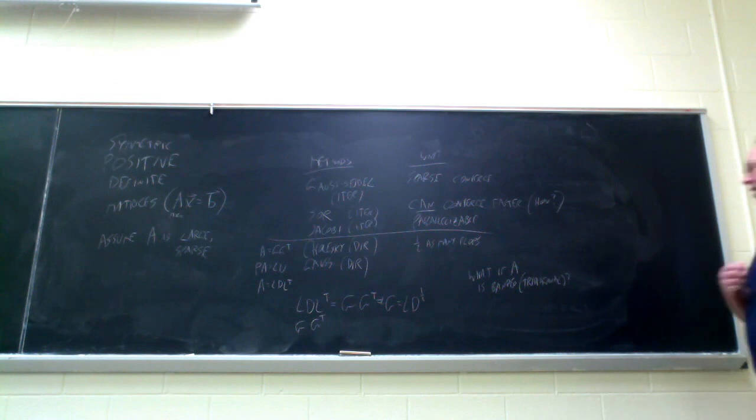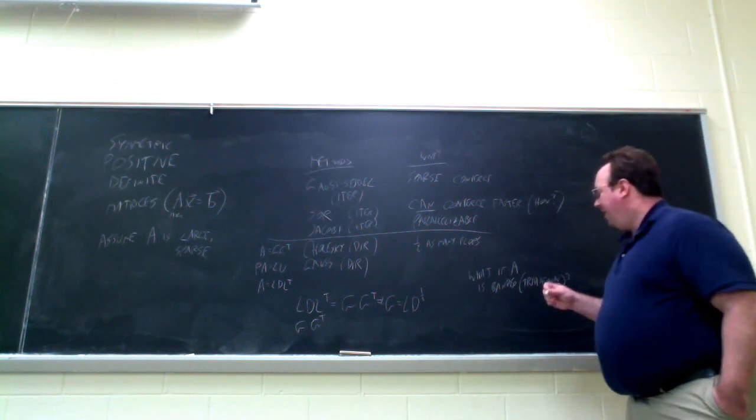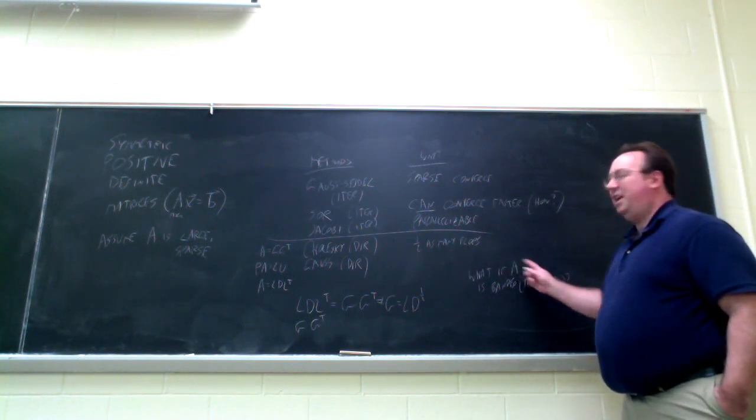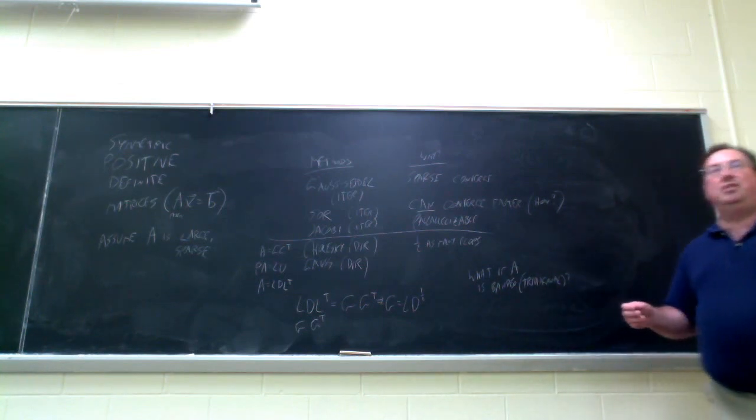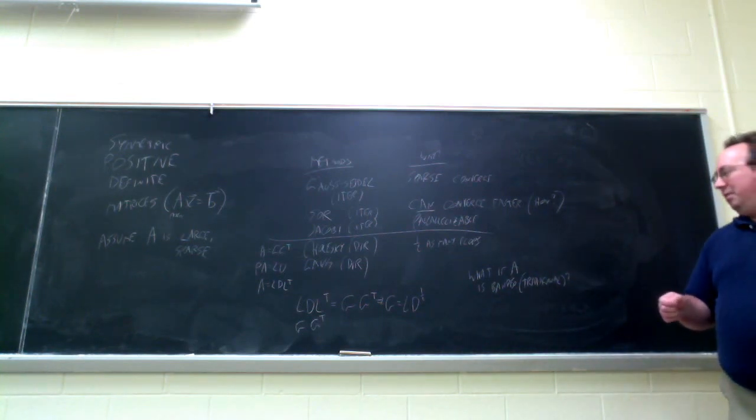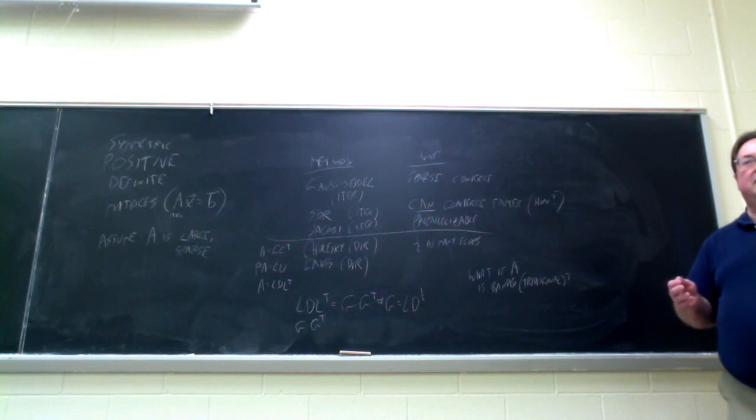Okay, let's assume that A is tridiagonal. That's a kind of banded matrix. It means there's an upper and a lower bandwidth. So what's the lower and upper bandwidth in that case, when it's tridiagonal?